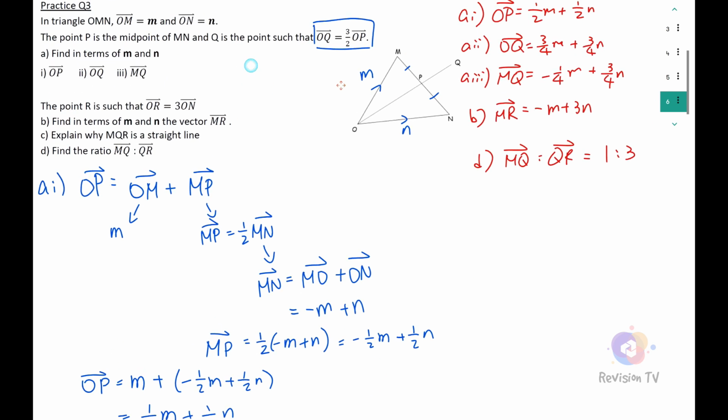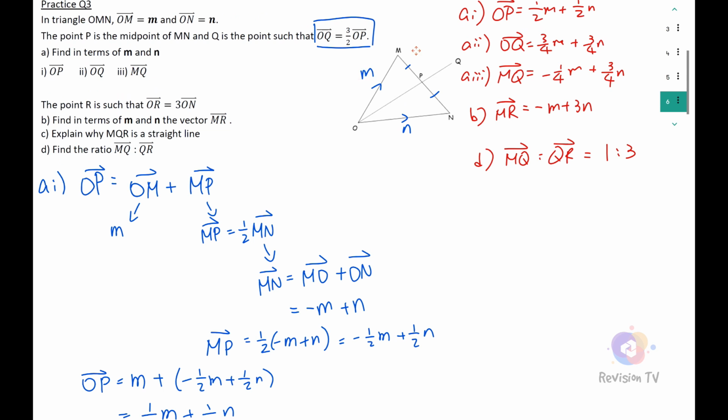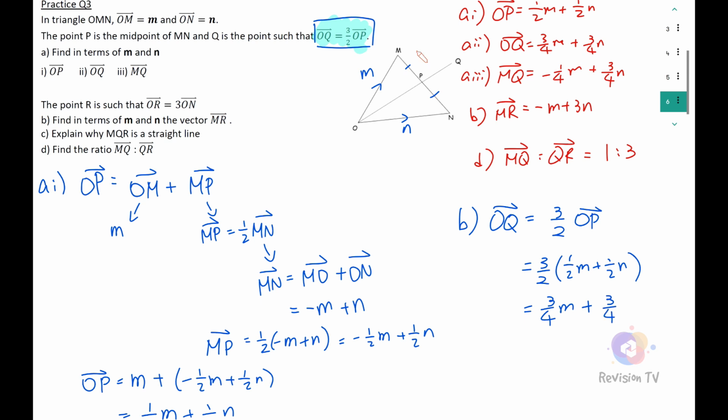Question 2: what's OQ? Now OQ is where I use this information. Part B, we're told OQ is 3 over 2 of OP. So that's 3 over 2 of, from part AI, OP is a half m plus a half n. So 3 over 2 times 1 over 2 is 3/4 m, and 3 over 2 times a half is 3 over 4 n. And that's the answer.